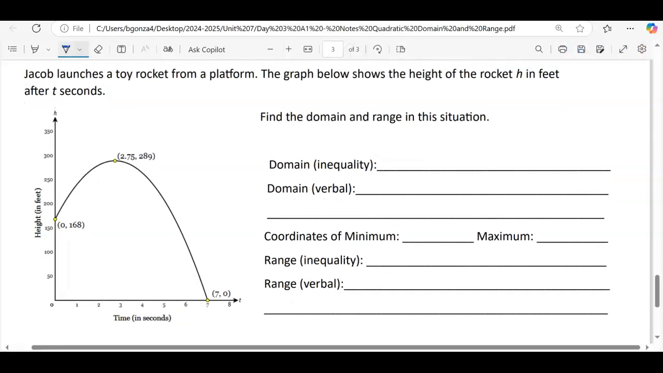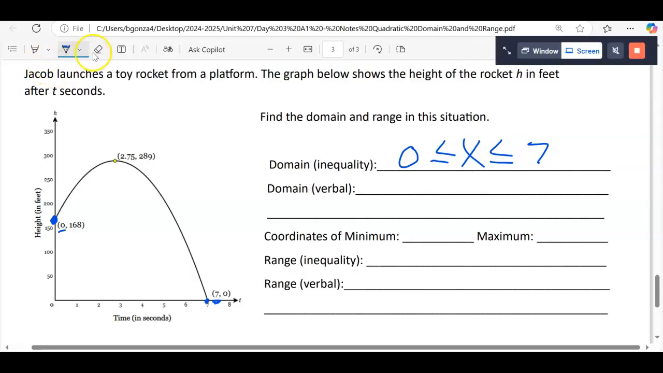Check it out. We're gonna do domain from left to right. So how far to the left does this graph go? Right here, the x value is 0. How far to the right does it go? This point right here is 7. So we're gonna put x less than or equal to on each side, and it's between 0 and 7. Does everyone see why I put these numbers? The furthest to the left is 0, the furthest to the right is 7 on the x-axis, left to right. Okay.